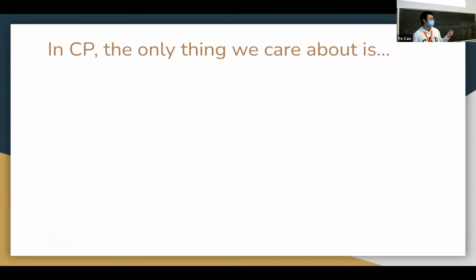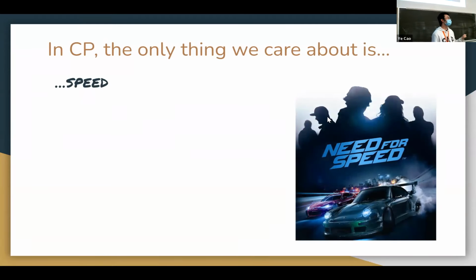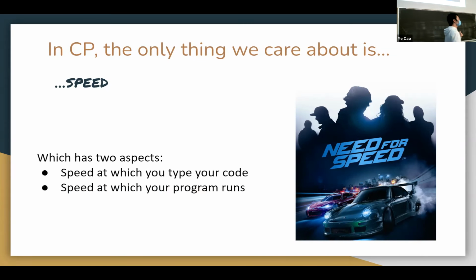So in competitive programming, there is, let me actually move this Zoom thing around so it does not block the screen. In CP, what is the only thing we care about? One word. Anyone? Speed. Yes, exactly. It's speed. And the speed comes from 2 aspects. It's the speed at which you can type out your solution, and the speed at which your solution runs.